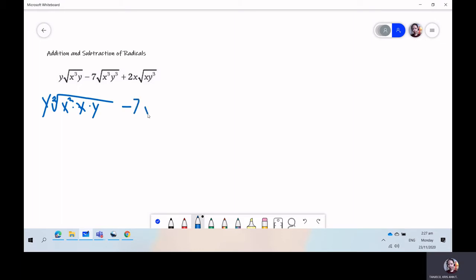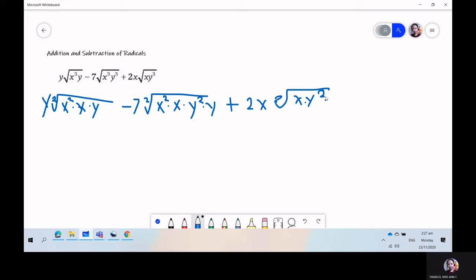The same goes with the other one. We're going to factor out the variables inside. When I say factor out, we're going to split the variables or the exponent in such a way that it is divisible by the square, or the 2 here. So x cubed becomes x squared times x, and y cubed becomes y squared times y. And the same goes with the last one. We are going to have here the 2x and then the square root of x times y squared times y.